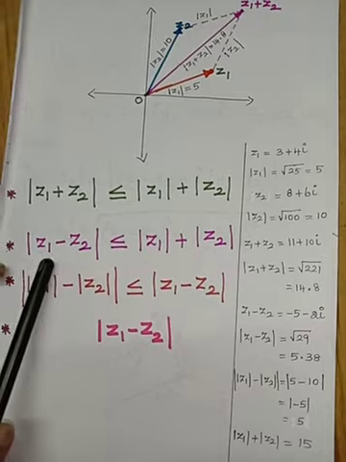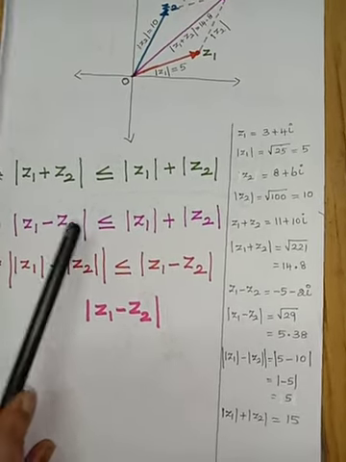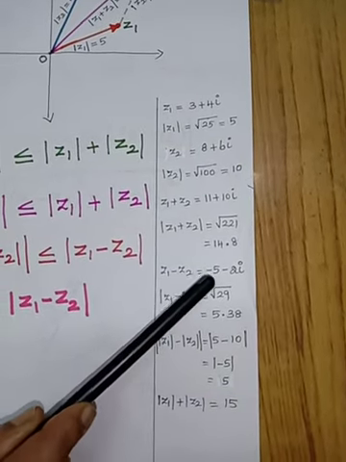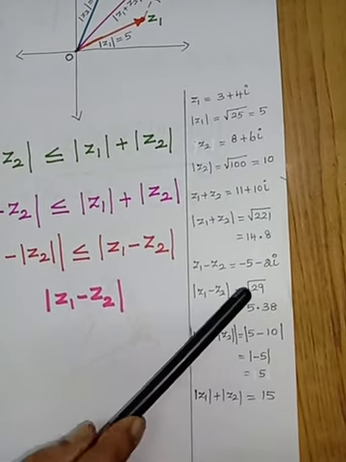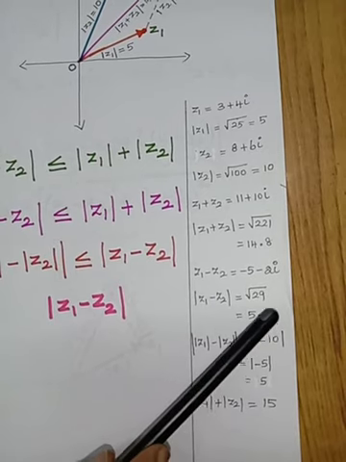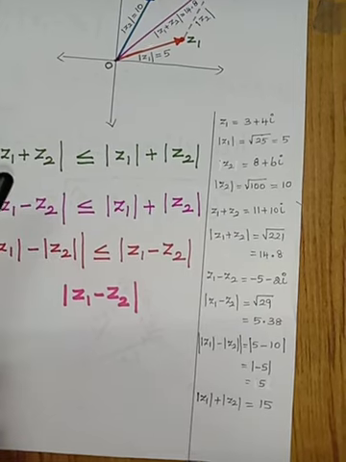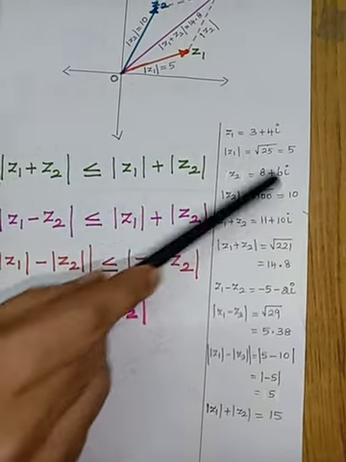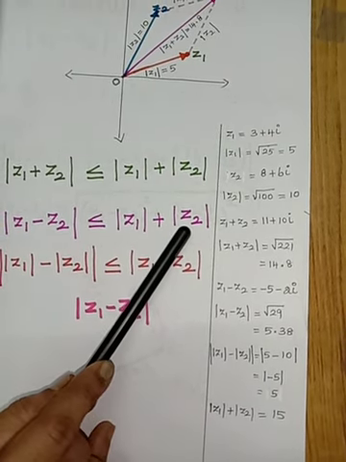Next, I am going to consider the modulus of the difference between the complex numbers. In this example I have taken z1 minus z2, that is minus 5 minus 2i, whose modulus is square root of 29, that is 5.38. You see that this 5.38 is less than or equal to 5 plus 10, that is, modulus of z1 plus modulus of z2.